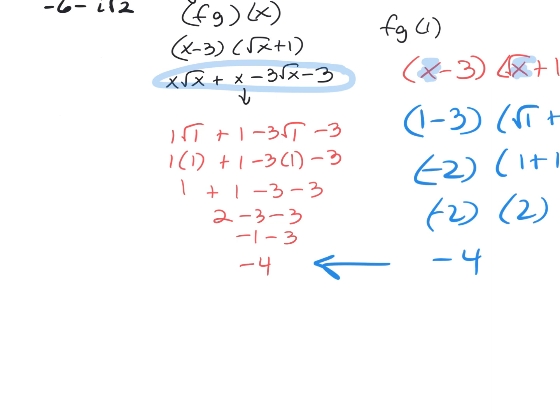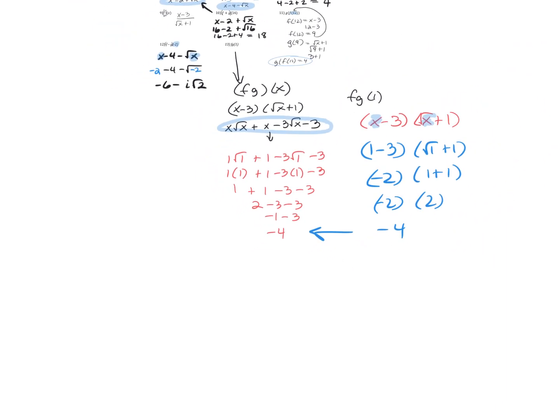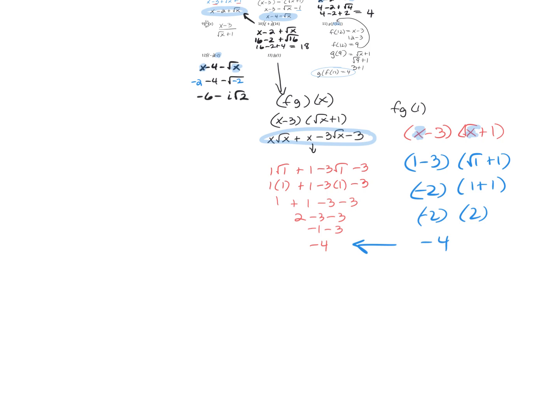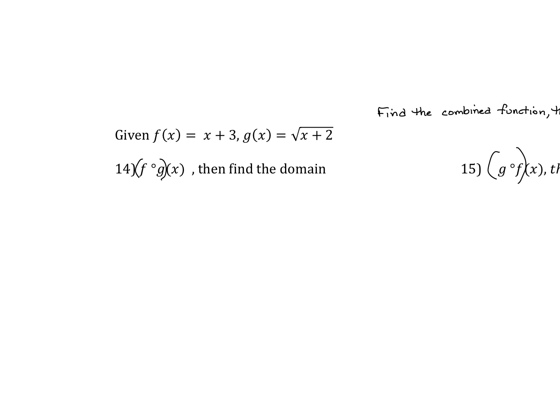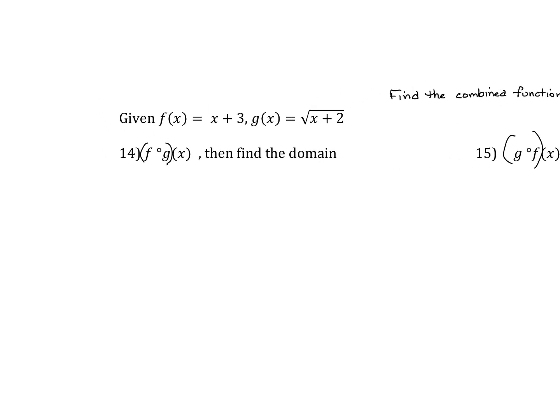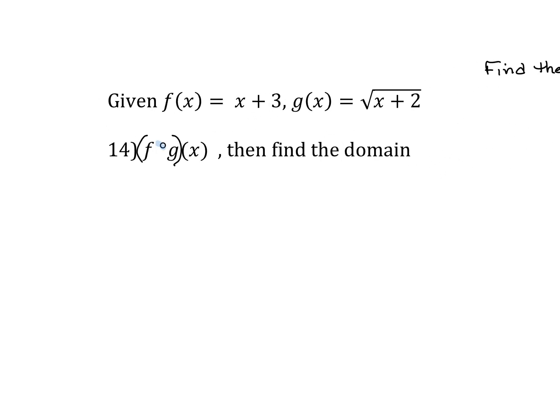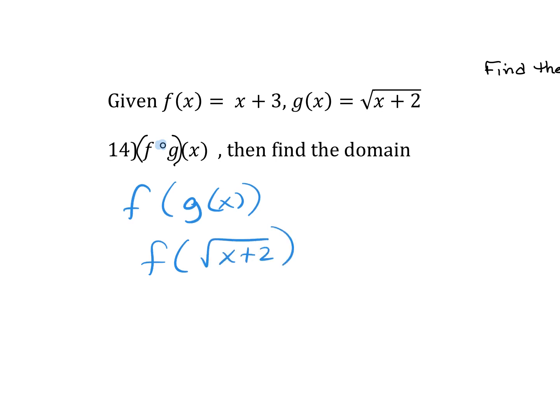So for number 13, no, 14, sorry. 14. So be very careful when it's got the little circle. Notice this little circle here. It's not telling you to multiply the functions. It's telling you to take this f of x function, and for its input, you're plugging in the g of x function. So really what we're doing is plugging in x plus 2 under the radical into the f of x function.